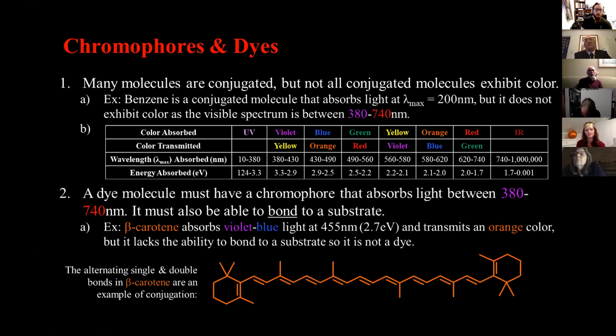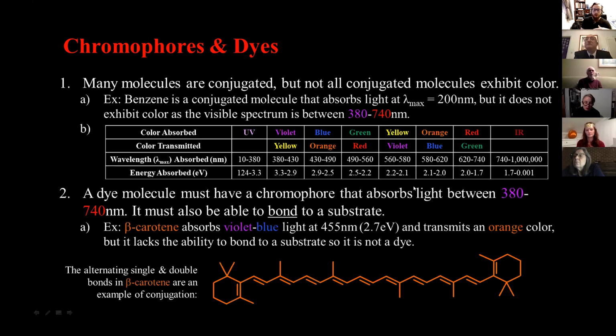So if we look at beta carotene, we can see that it absorbs violet blue light, absorbing at 455 nanometers. That's the wavelength that it's absorbing, and it's transmitting orange back to us. If we look at our chart, we can see that indeed 455 nanometers is right here, where we would expect it to be, where it's absorbing blue and transmitting orange. When we talk about light, remember, light is also energy. Its wavelength is also energy.